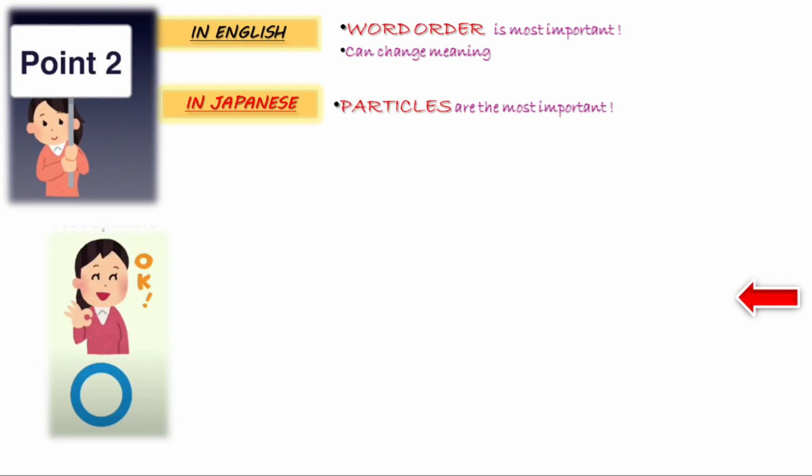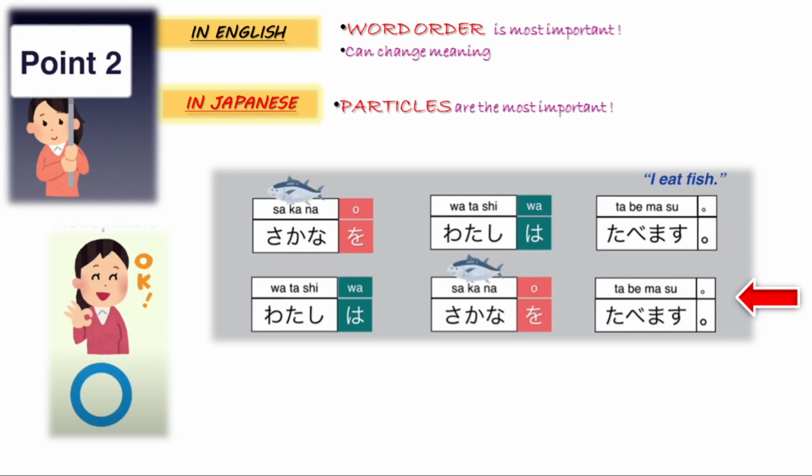So when I want to say I eat fish, I can say it in 2 ways. Sakana o watashi wa tabemasu, or watashi wa sakana o tabemasu. In the first statement, the order is OSV. That means object at the first place, sakana, and subject at the second place, watashi. In the second statement, the order has changed. I placed watashi, the subject, first, and sakana, the object, next.